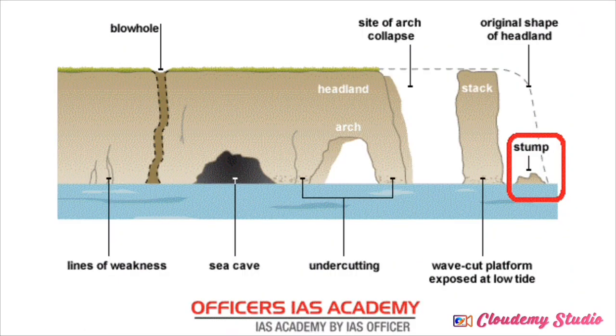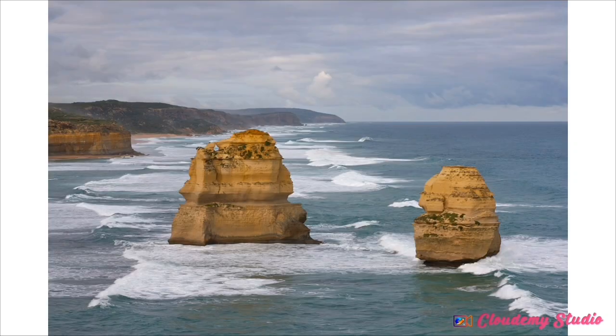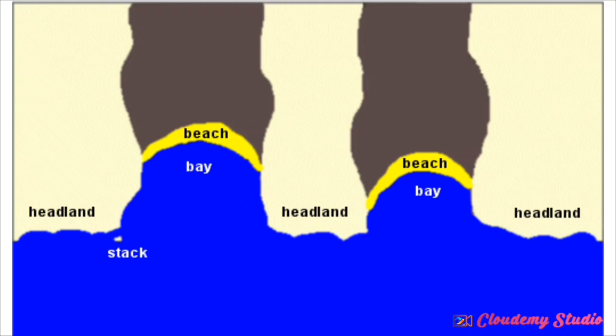Now sea stack and sea stump. Sea stack, as you can see, is a bigger rock that is shaped like a pillar, and sea stump is a much smaller version of that sea stack. This is an example of sea stack.